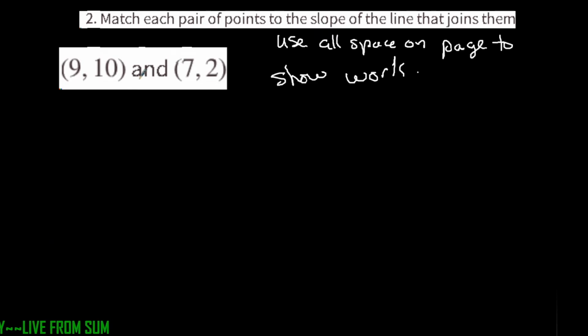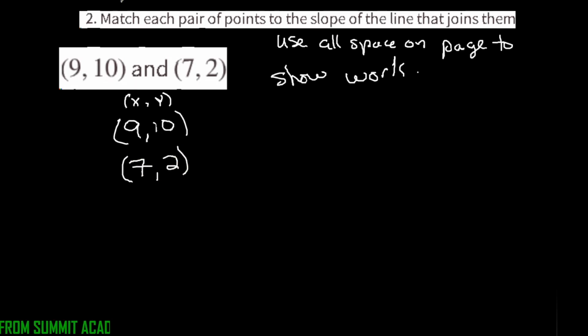Okay. So for that first one, I have the ordered pair 9, 10, and again, ordered pair is x and y, the other ordered pair is 7, 2. And so my change in y is going to be minus 8. My change in x in blue is minus 2. And so what you can do, write that as a ratio. And so I'm going to say negative 8 over negative 2 is the same as positive 4.